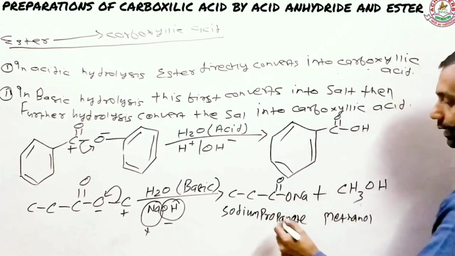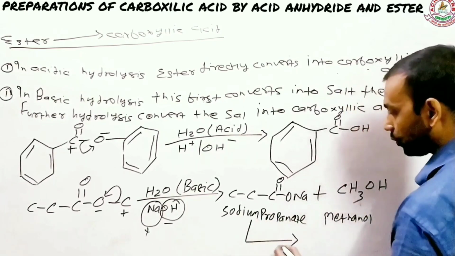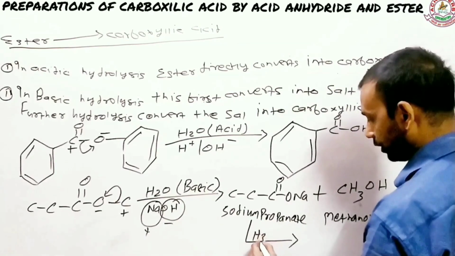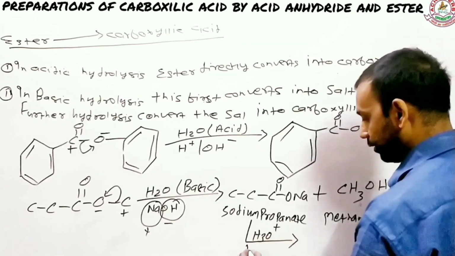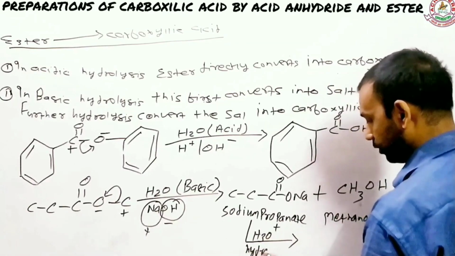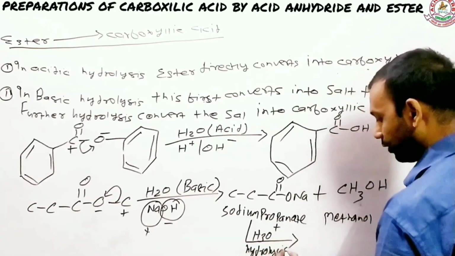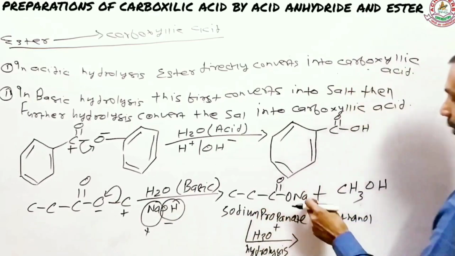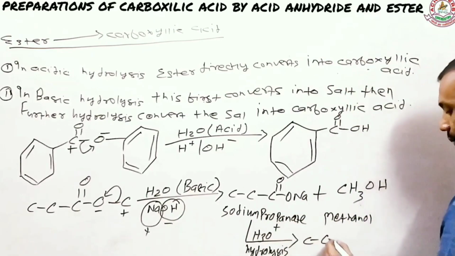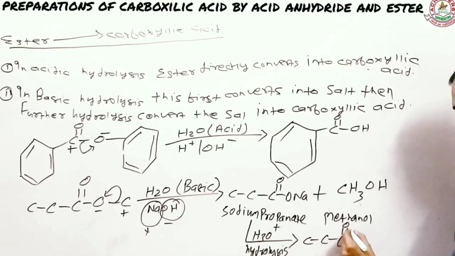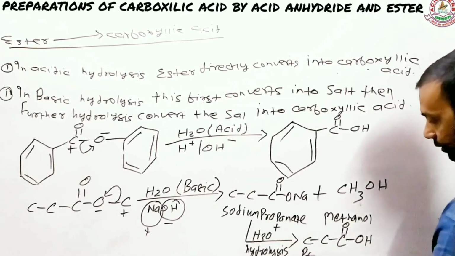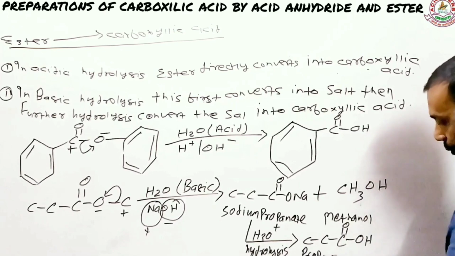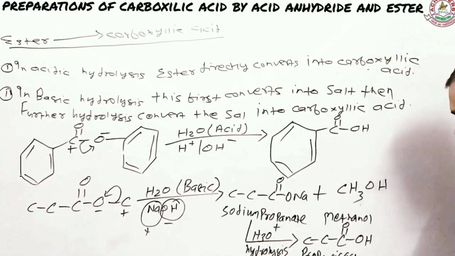But in order to convert this salt into carboxylic acid, what will I do? I will make this undergo hydrolysis. Right? Hydrolysis again. So due to the hydrolysis, the sodium will be replaced by the hydrogen and then this will become a carboxylic acid. So you get your propanoic acid. Right? So this is what I wanted to do in today's lecture.